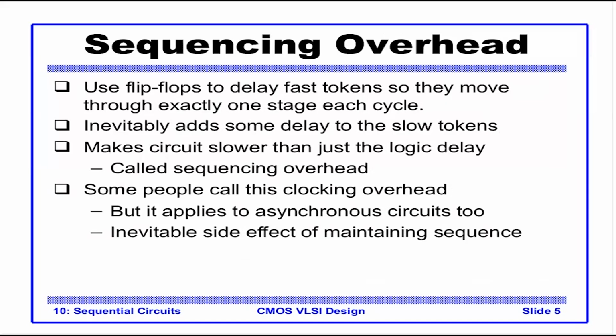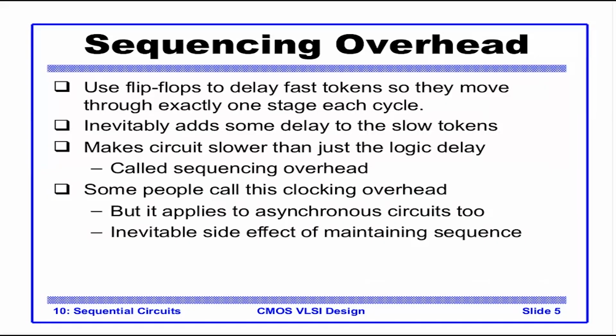Now, obviously, when we use any sequential element like a flip-flop or a latch to delay fast tokens, so that they move to exactly one stage in a cycle, it will add some delay to the slow ones also, because the flip-flops also have to be added to the slow tokens.